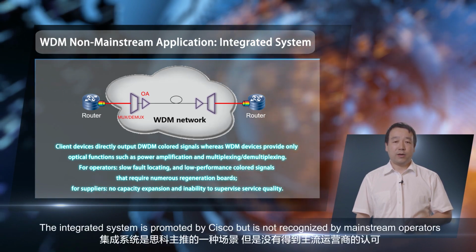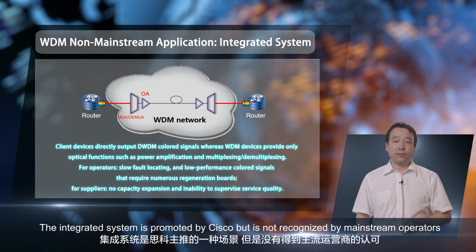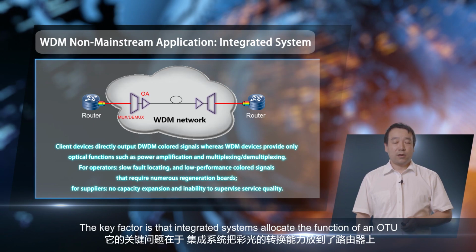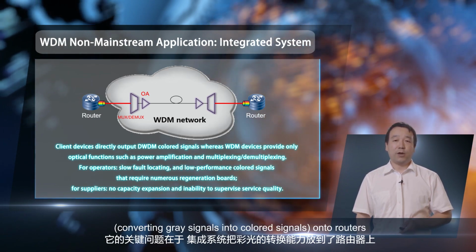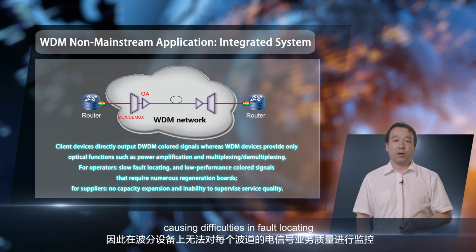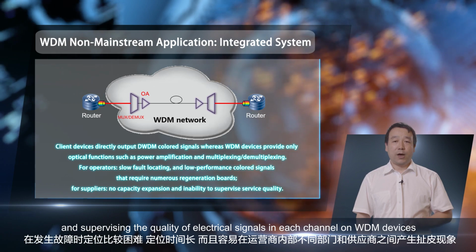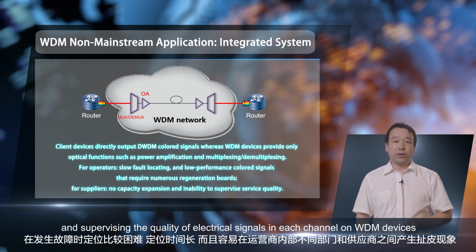The integrated system is promoted by Cisco but is not recognized by mainstream operators. The key factor is that integrated systems allocate the function of an OTU, converting gray signals into colored signals, onto routers, causing difficulties in fault locating and supervising the quality of electrical signals in each channel on WDM devices.